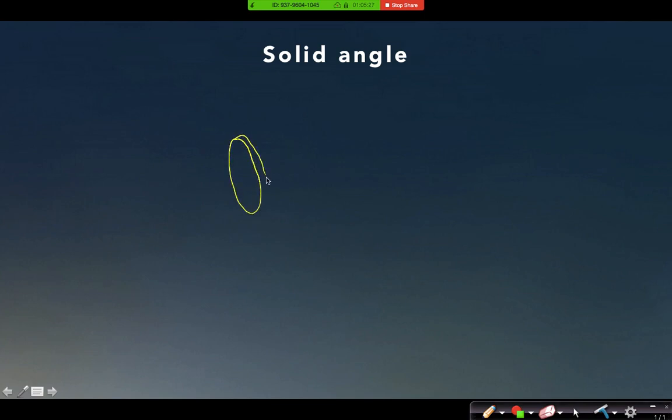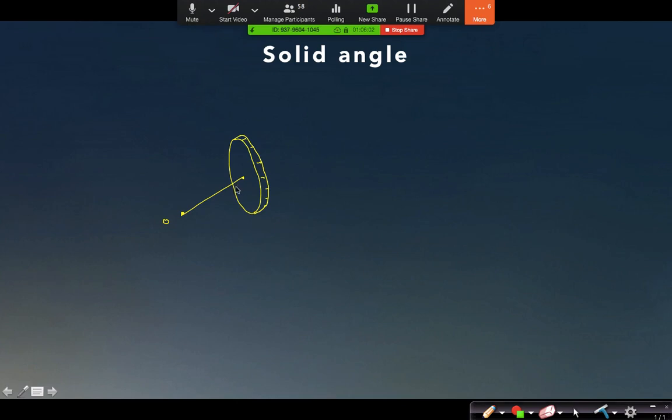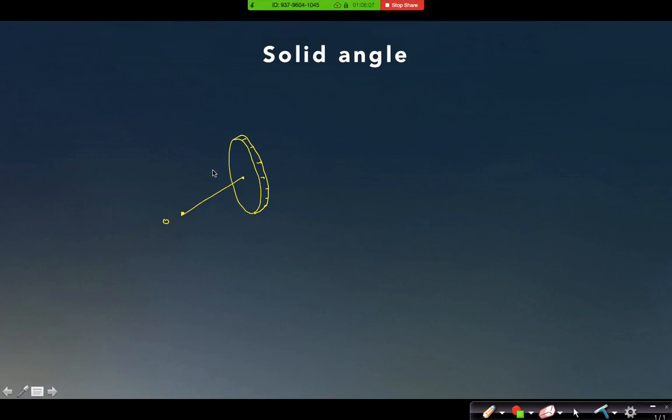This is a disk. You should visualize this. This is a disk. Now if someone asks you what is the angle subtended by the disk at the point O, can you tell me what should be our first approach? The first thing that we will do is join all the points on the circumference of the disk with the point O.